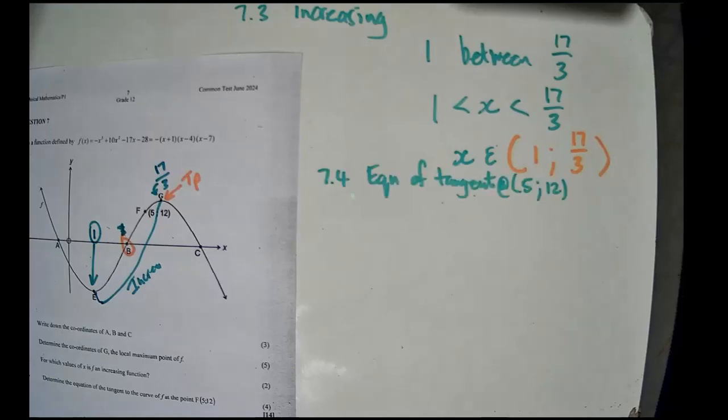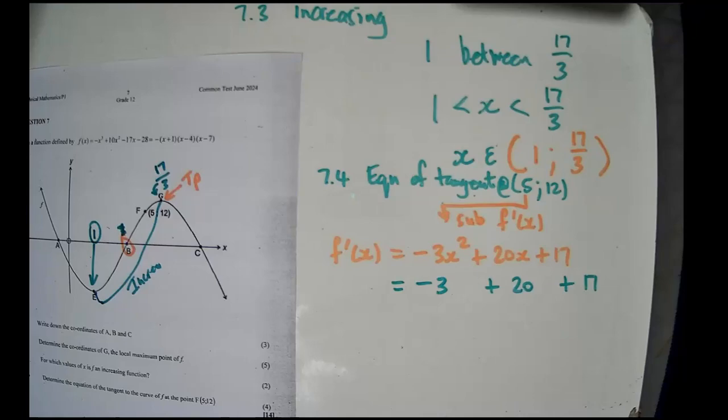So the next question says the equation of the tangents at the points 5 and 12. Okay, so we need to substitute the x value there, which is 5. We must substitute for the tangent into f prime x, not into the original. So where? Into f prime x, the one that we derived. So substituting your 5 over there, right? What will your answer be? 8. So all you have to do is substitute 5, get an answer of 8.